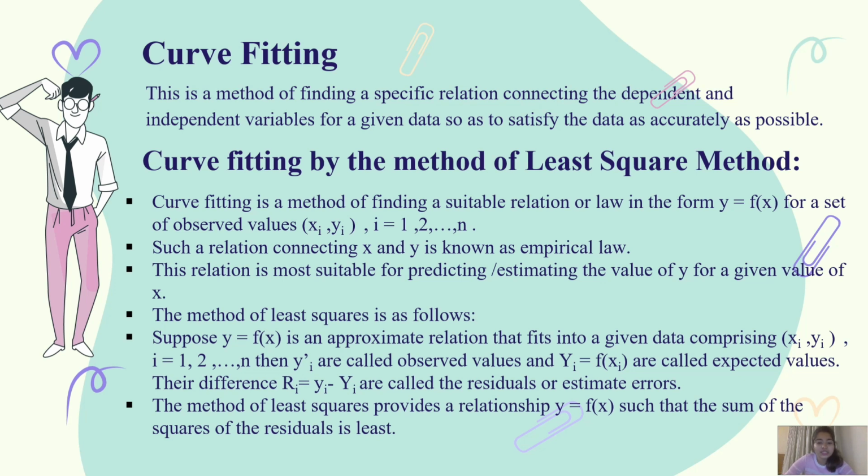The method of least squares is as follows. Suppose y equals f of x is an approximate relation that fits a given data comprising (xi, yi), where i ranges from 1 till n. Then yi are called observed values. Capital Yi equals f of xi are called expected values. The differences Ri equals small yi minus capital Yi are called the residuals or estimate errors. The method of least squares provides a relationship y equals f of x such that the sum of the squares of the residuals is least.